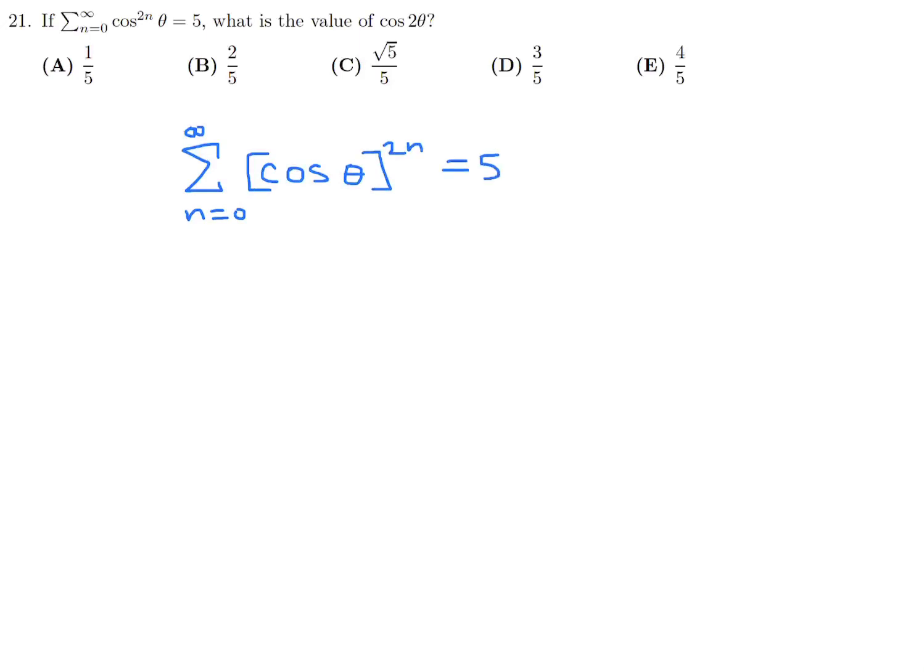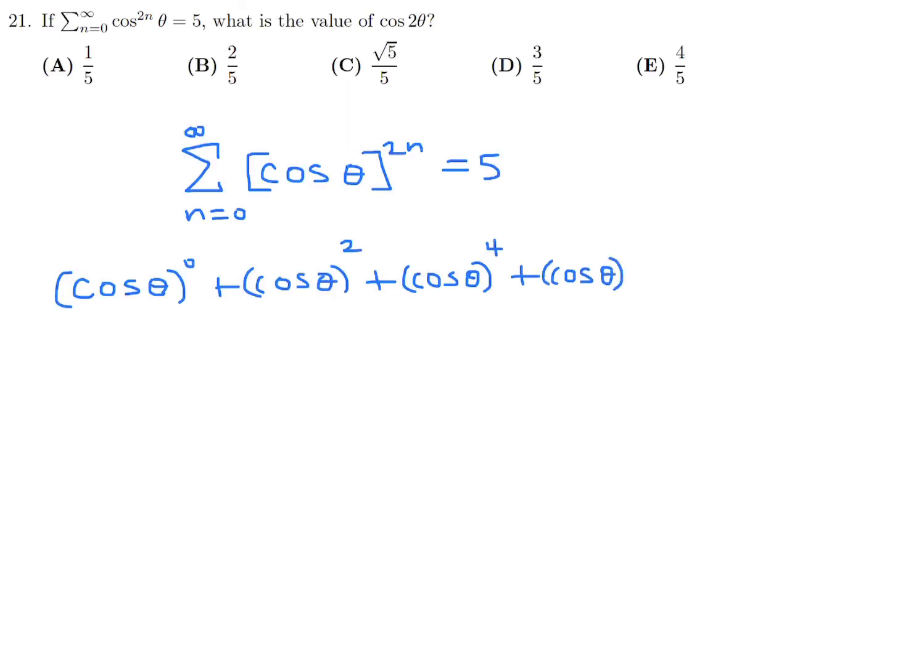So let's first write this out and see what it looks like. Cos theta to the power of 0 plus cos theta to the power of 2, right? When n is 1, this will be 2. And then you'll have cos theta to the power of, when n is 2, it'll be 4, plus cos theta to the power of, when n is 3, this will be 6, and so on. It just keeps on going like that until infinity. And that whole sum is somehow equal to 5.